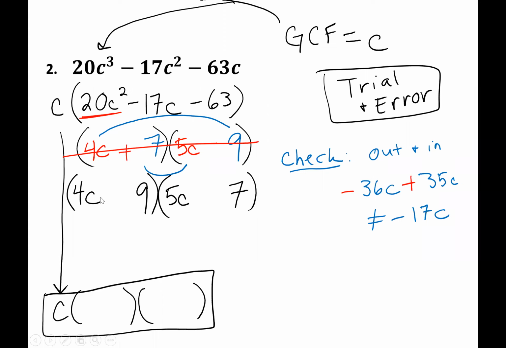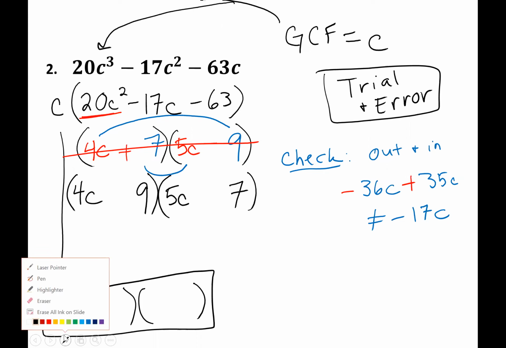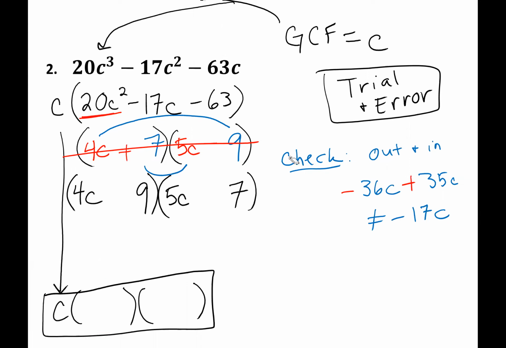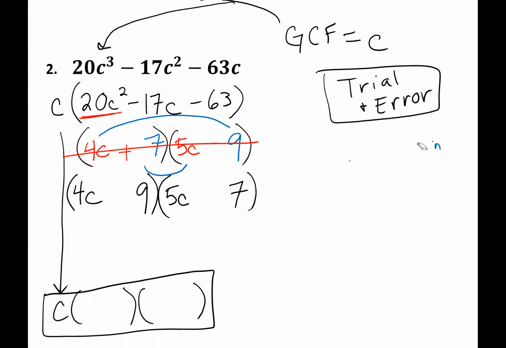Okay, so I'm switching the places of the 7 and the 9. So I'm going to try 4c with 9 and then 5c with 7. Again, with the blank spaces here, I'm not plugging in some signs just yet. I want to show you how we can figure out what the signs will be. Okay, so I'm making some space. We're about to check the outside and inside terms.